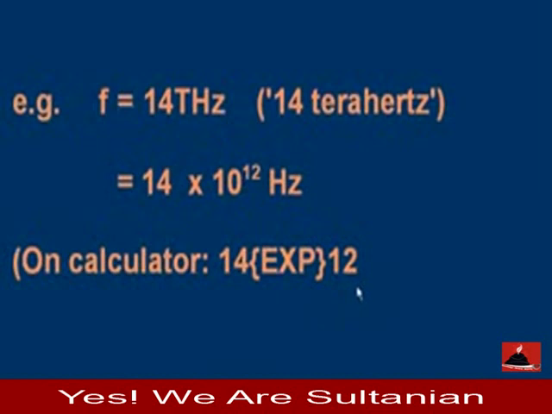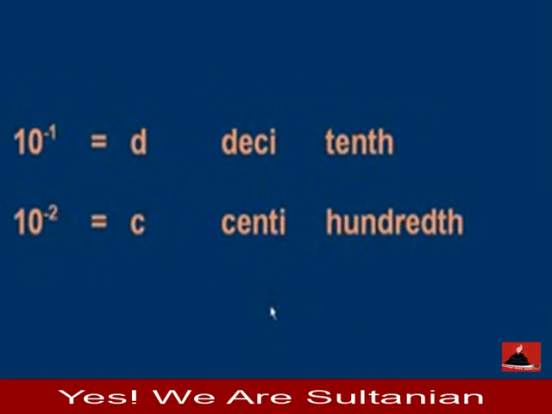There are other prefixes, 10 to the minus 1, deci, 10 to the minus 2, centi, as in centimetre. They are not the official ones, which go in 10 to the 3s, 10 to the power 3, 10 to the power 6 and so on, but you will come across them frequently.